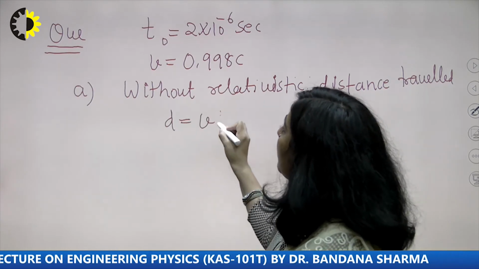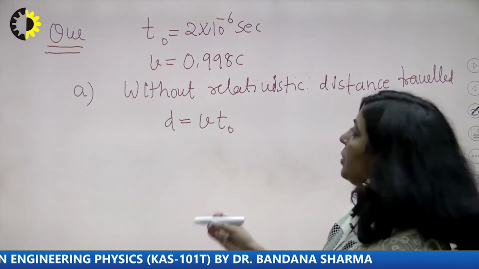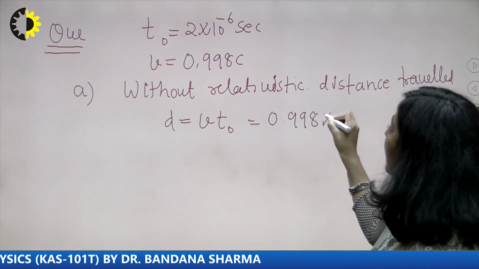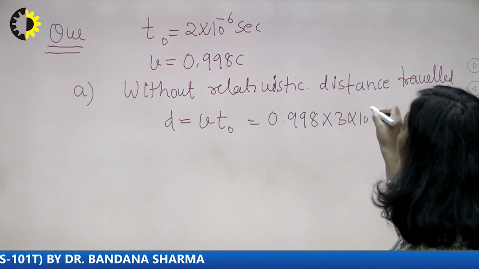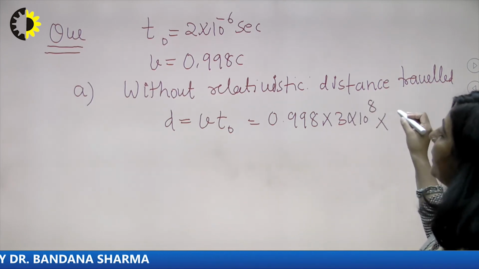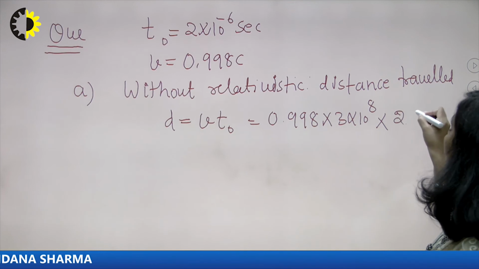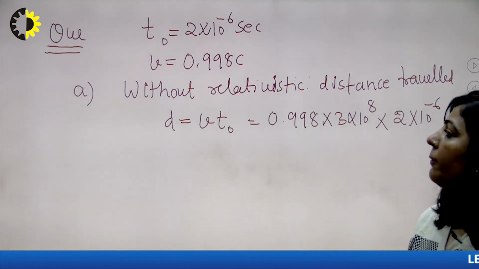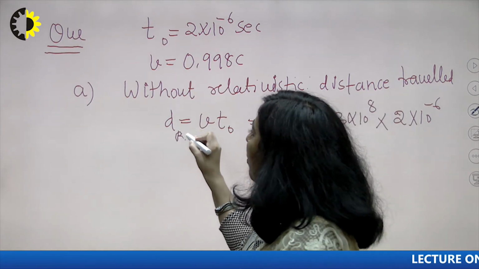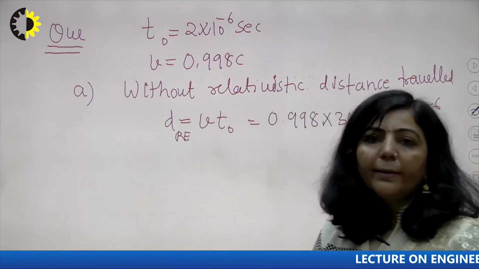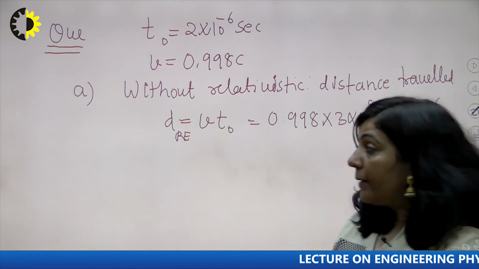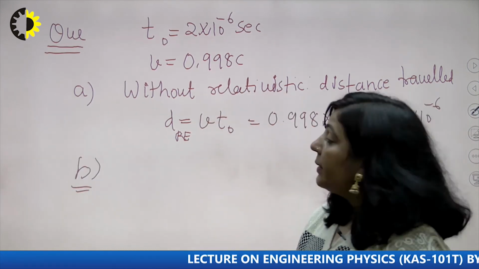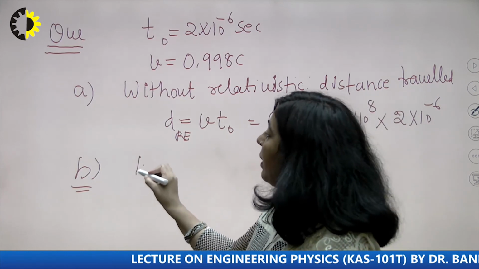Distance traveled will be equal to v into t naught. You know the speed: it is 0.998 into c, where c means 3 into 10 raised to power 8 meters per second, and the lifetime is 2 into 10 raised to power minus 6 seconds. You just have to simplify it, and you will find the distance traveled without relativistic effect. Clear? Now the next part of this question: you have to find the distance traveled with relativistic effect.